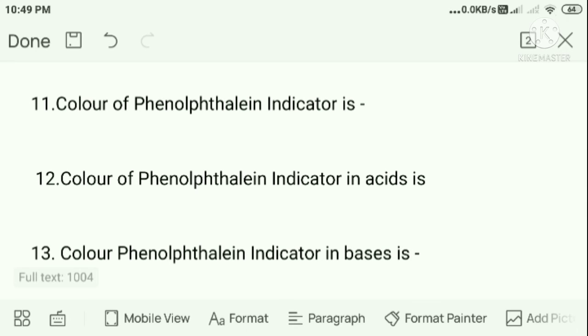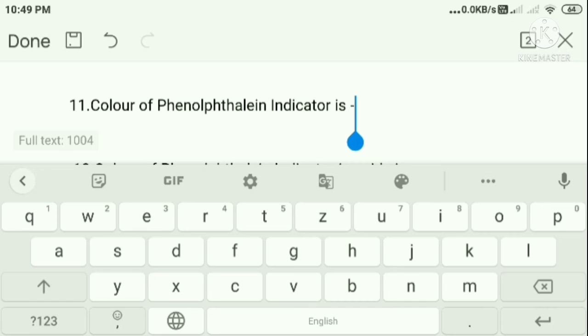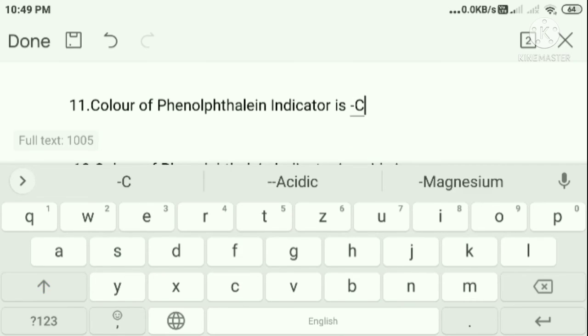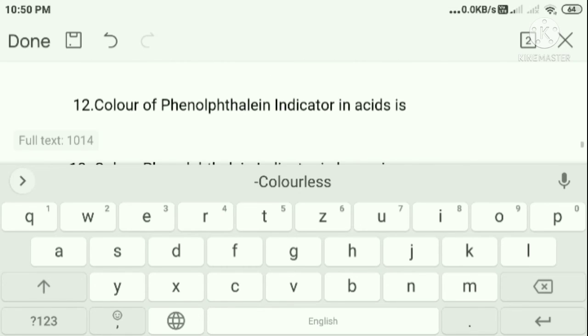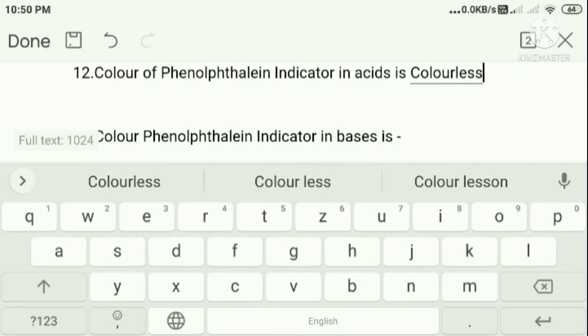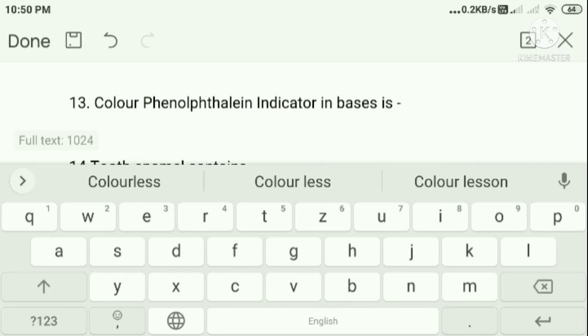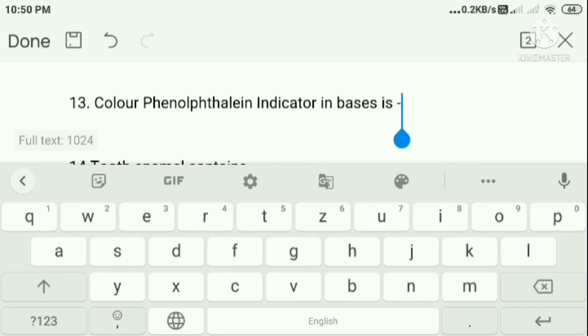Next, 11th question: the color of phenolphthalein indicator is. Phenolphthalein indicator itself is colorless. And the color of phenolphthalein indicator in acids is also the same. In acids also the phenolphthalein indicator is colorless. Next question is the color of phenolphthalein indicator in bases. It is pink in basic solutions.